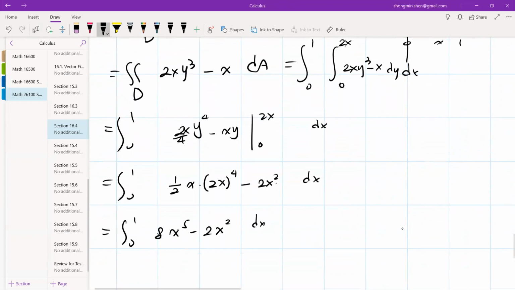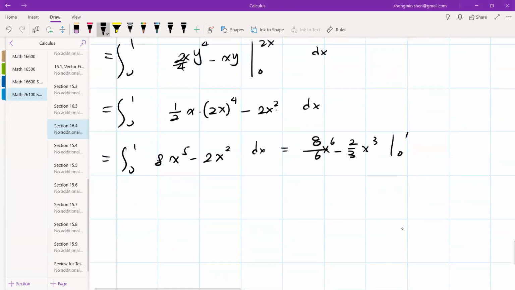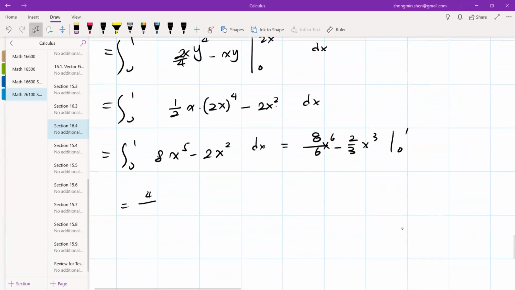And then you find the antiderivative of this function. It's going to be 8 over 6 x to the 6, minus 2 over 3 x cubed, from 0 to 1. Right? So that's 4 over 3, minus 2 over 3. And after you combine these two terms, you get 2 over 3. So you can use a double integral to evaluate the line integral along a closed curve.